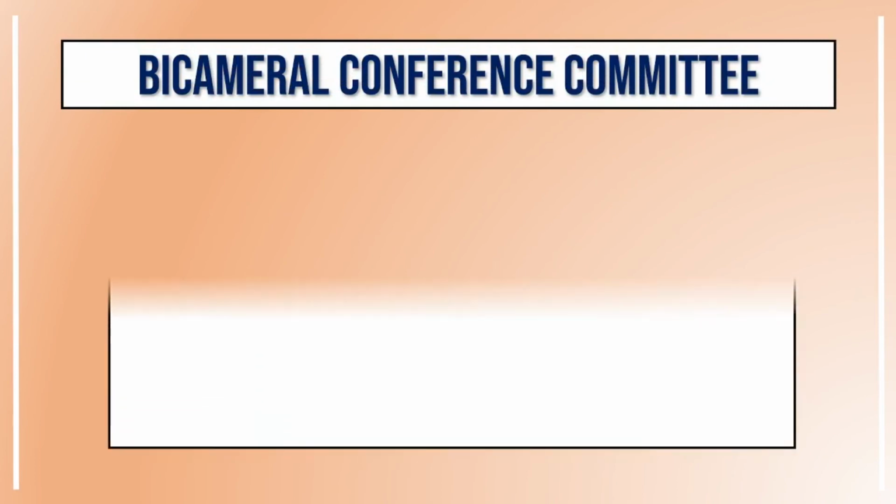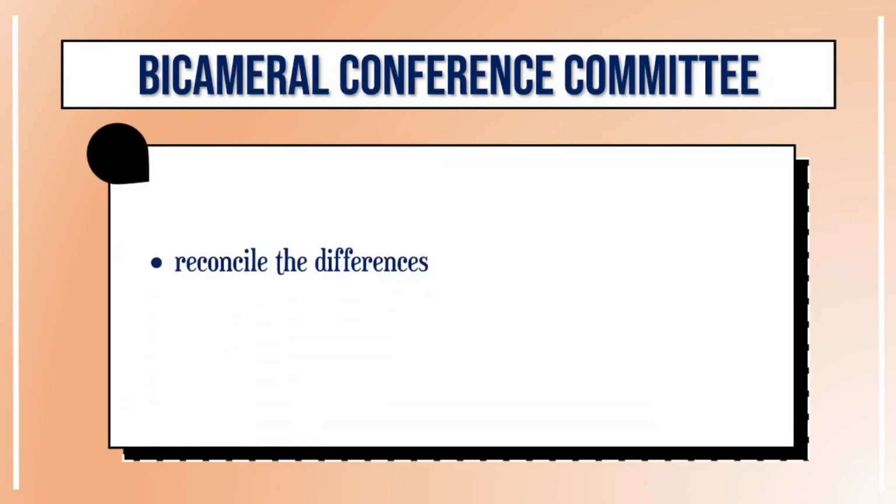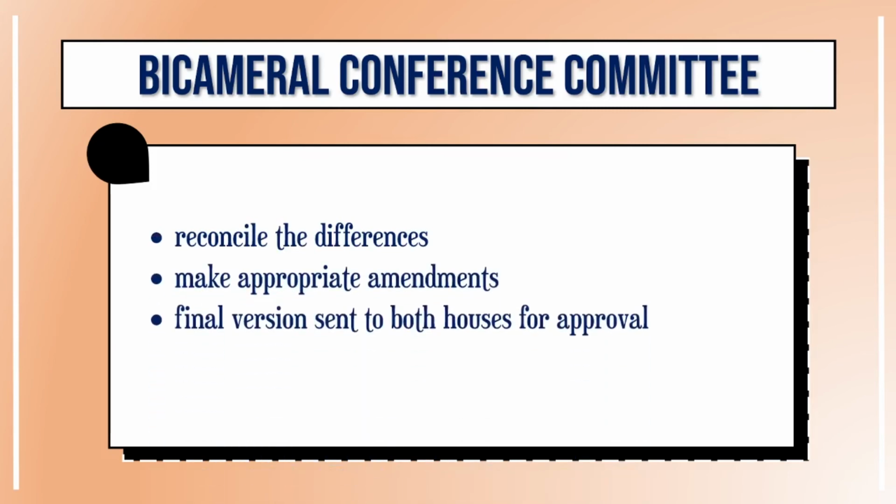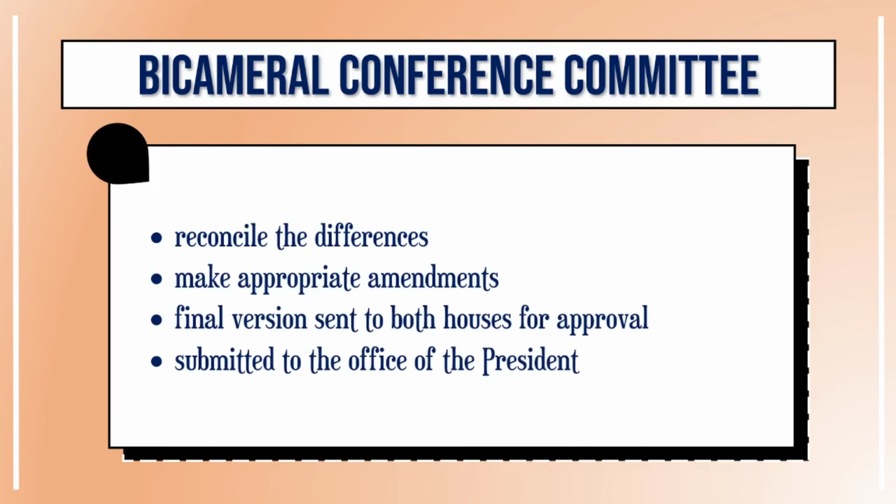Bicameral Conference Committee. If there are certain differences, a bicameral conference committee is called to reconcile conflicting provisions of both versions of the Senate and of the House of Representatives. The conference committee submits a report on the reconciled version of the bill, duly approved by both chambers. The Senate prints the reconciled version in its enrolled form.